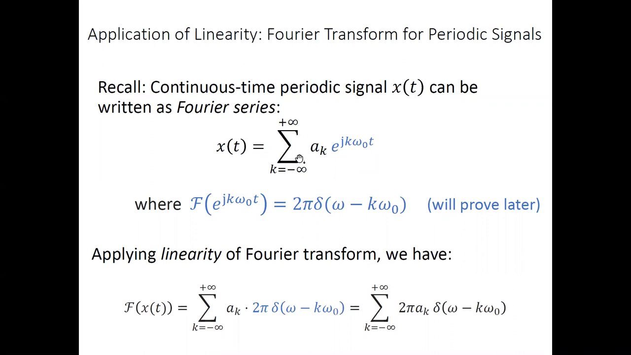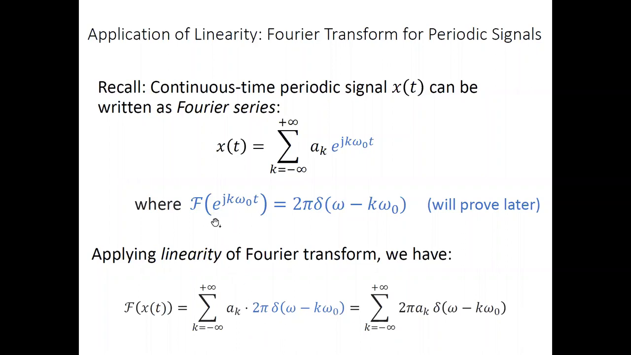Now let's look at its Fourier transform. Because x of t is expressed as a linear combination of exponential functions of t, we can apply the linearity property of Fourier transform. Basically, the Fourier transform of x of t, denoted by script F of x of t, is the same format linear combination, right? It's still the infinite sum over k. Every term has the same coefficient a_k, but we replace e^{jk omega_0 t} with its own Fourier transform.